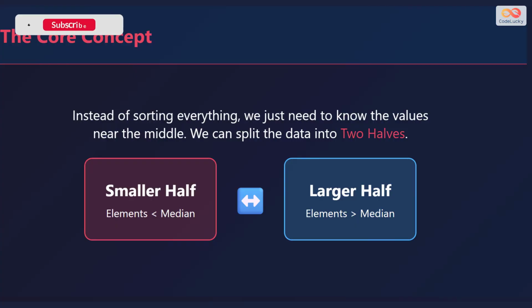Let's think differently. We don't actually need the entire list to be perfectly sorted. We only care about the middle. Imagine splitting our data into two halves, a smaller half containing all numbers less than the median, and a larger half containing all numbers greater than the median. If we can efficiently access the largest number of the small half and the smallest number of the large half, we can find the median instantly.